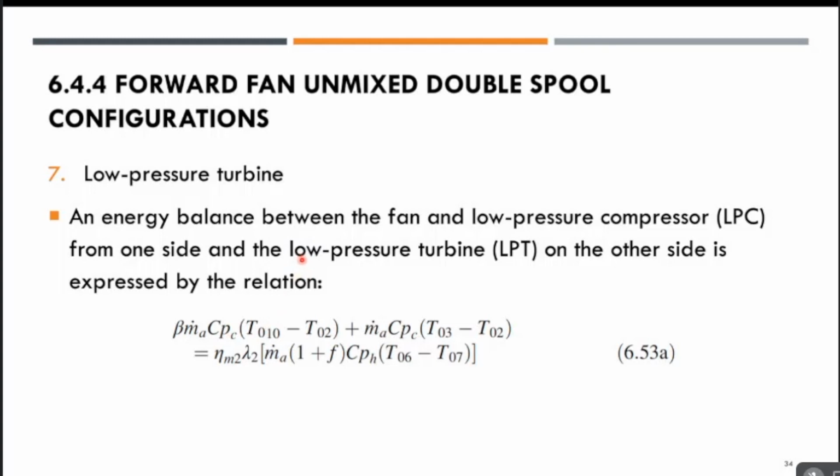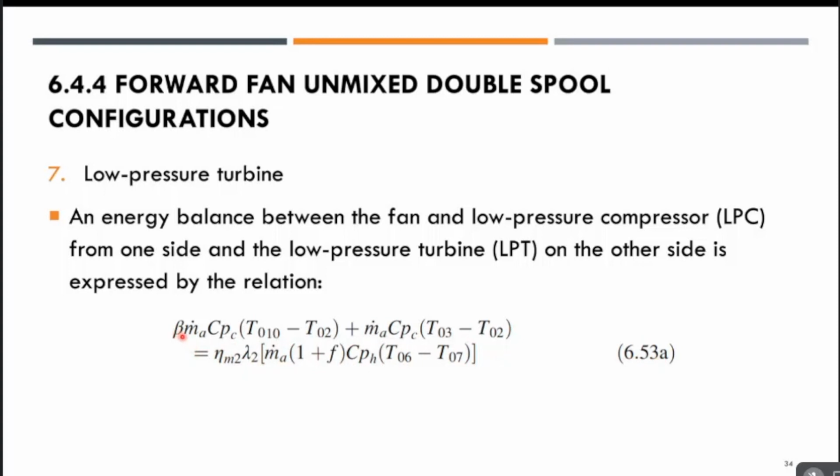Now we move into the low pressure turbine, using the energy balance approach between the fan and the low pressure compressor. Remember, I mentioned earlier that they are connected via a shaft: the fan blade and the low pressure compressor, LPC, on one side, and the low pressure turbine, LPT, on the other side. So it uses the energy balance approach, and you can have this equation 6.53A.